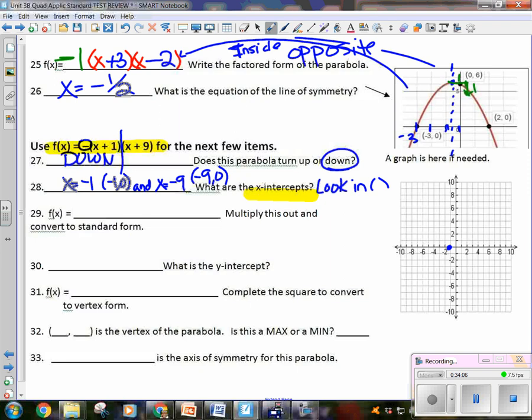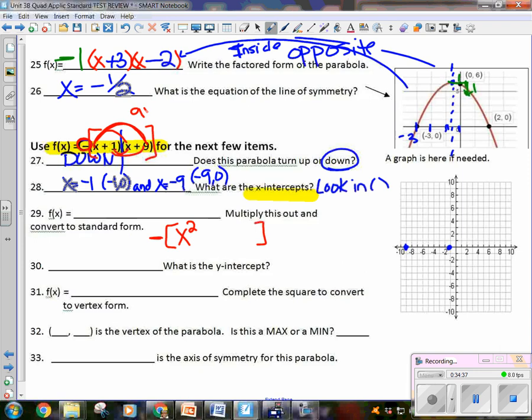If I do my x times x and my x times 9, remember, I'm not doing anything with the negative at first. The first thing I'm going to do is multiply what's inside. X times x is x squared. Then I'm going to get 9x, then 1x, and I'm going to add those to get 10x. Remember, outside and inside make your middle. And then 1 times 9 is going to be 9.